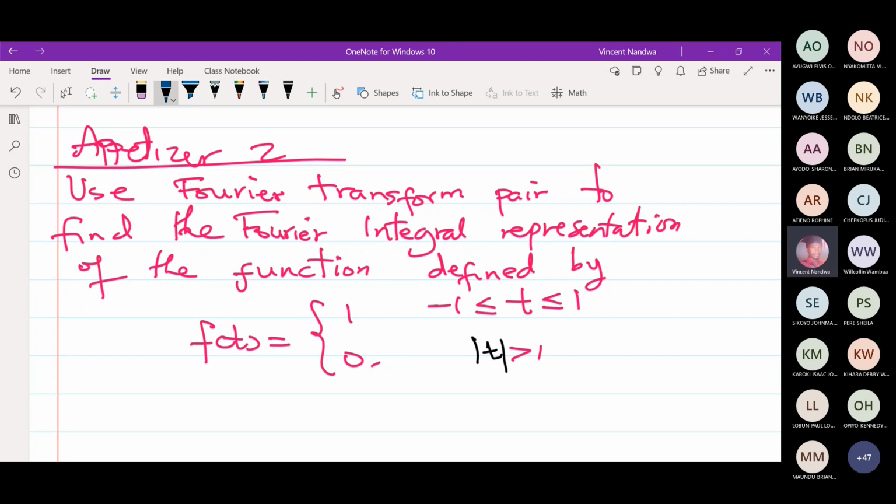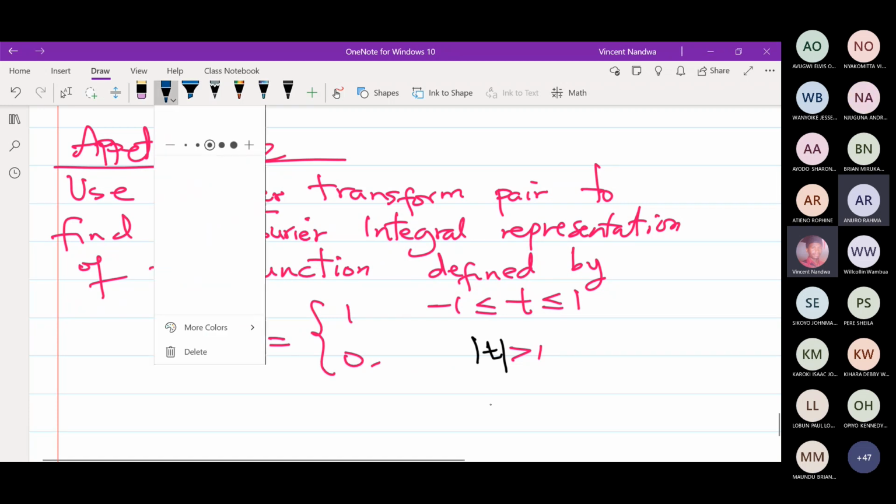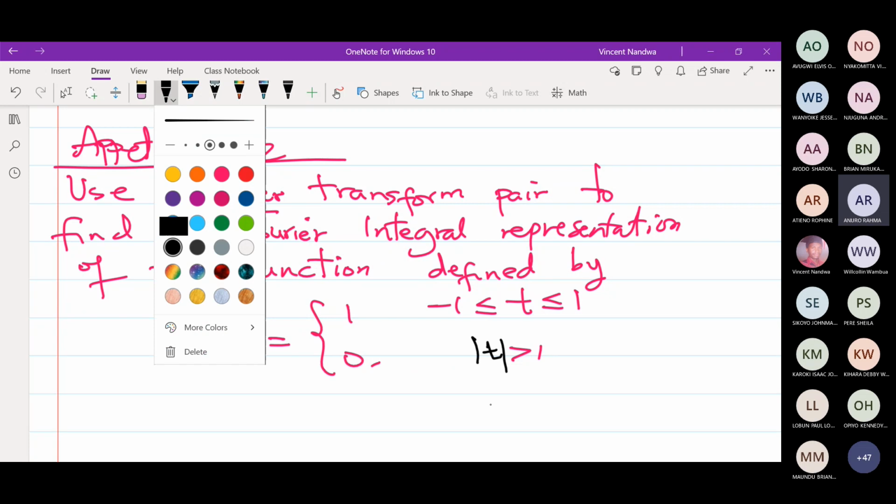Can we now solve the problem? Yes. So just remember the two formulas given in the question, 1 and 2.